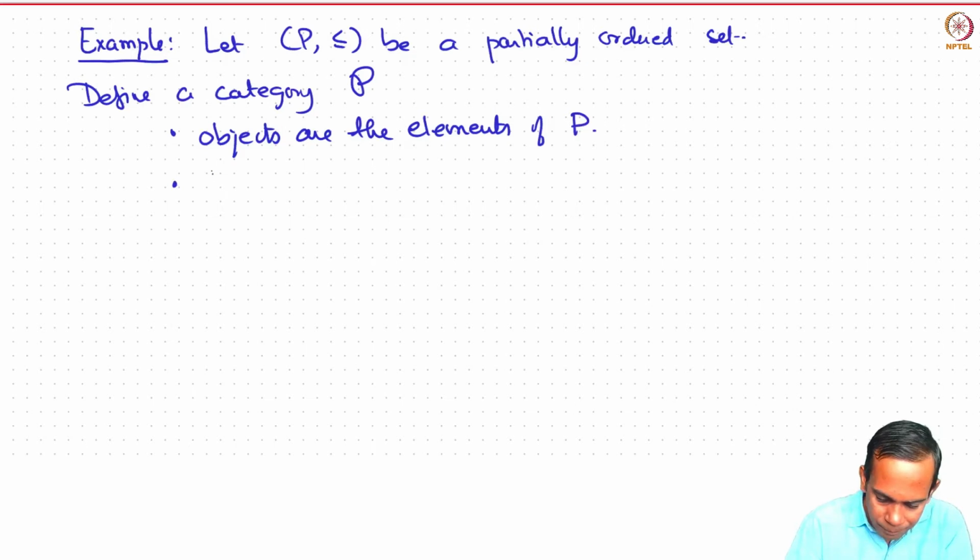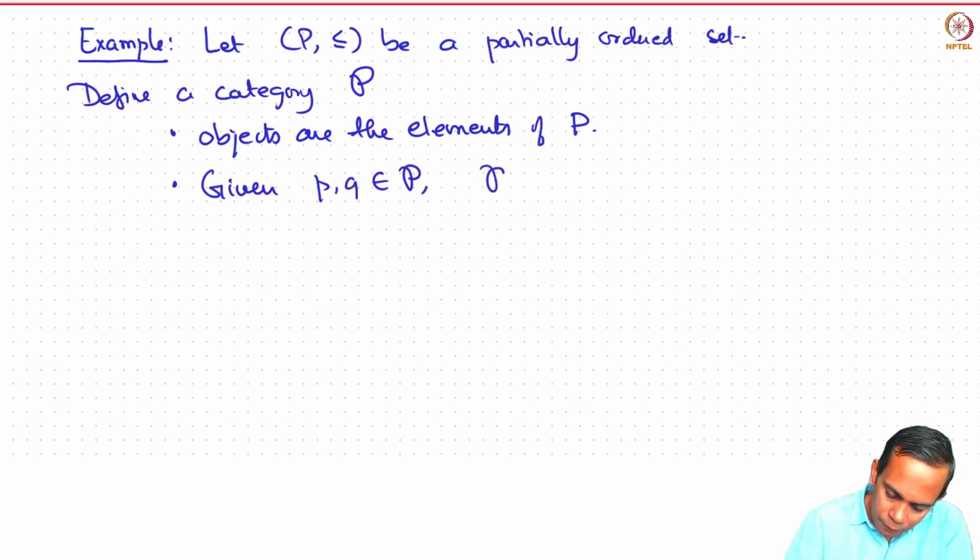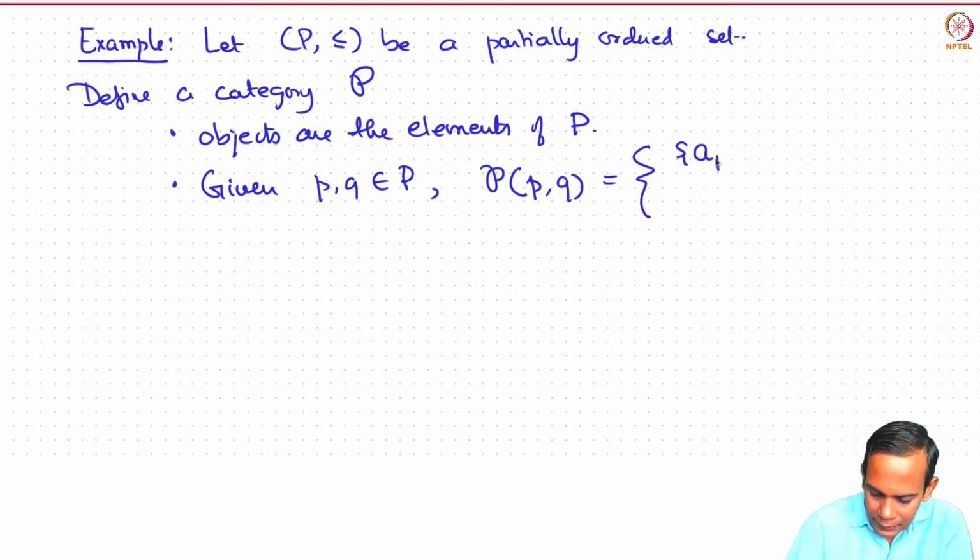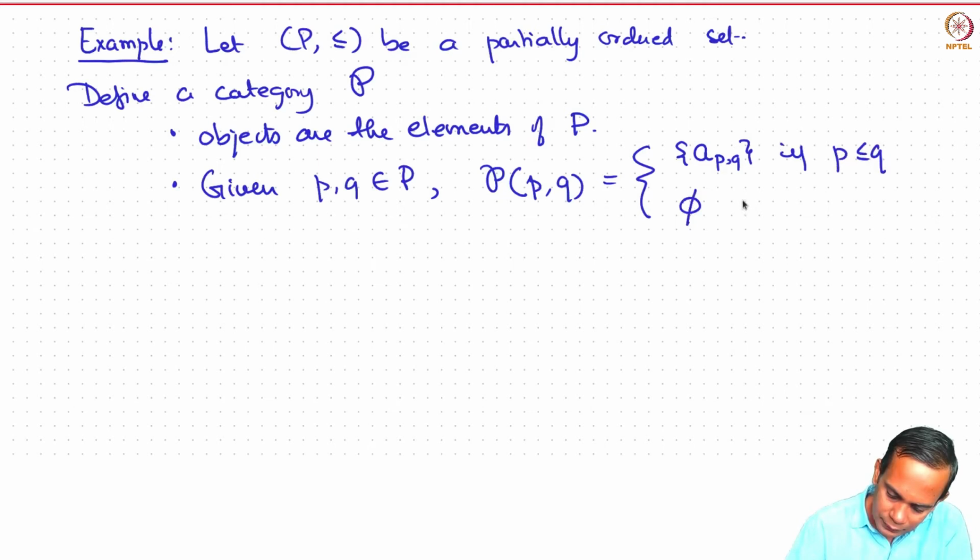And given p, q in P, I want to say in the poset P, the arrows from p to q, there's going to be only one arrow, which I will denote by, say, a_pq, if p is less than or equal to q, and no arrows otherwise.